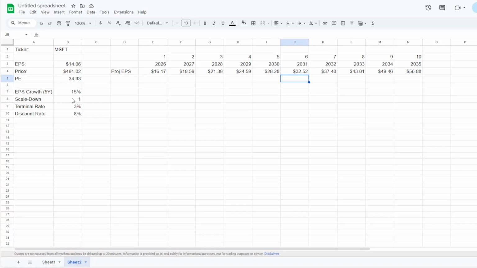But this is where the scale down factor comes in. We are expecting 5 years of growth at 15% for the next 5 years, but for 6, 7, 8, 9, and 10 years, we don't know. 15% might be kind of optimistic. So here's where I like the scale down factor. What I'm going to assume is years 1 through 5, it's going to grow by 15%. But 6 through 10, it's going to grow a little bit less than that. So I'm going to go to year 6, 2031, right here.